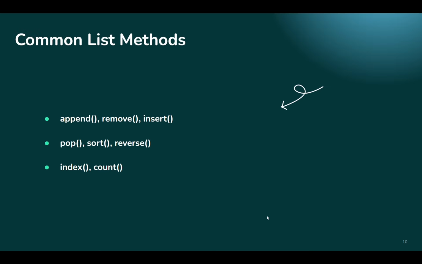Python lists also come with many built-in methods to save you work. Append adds an item, pop removes the last one, sort puts items in order, and count tells you how many times an item appears. Learning these tools will make you much faster at solving problems.